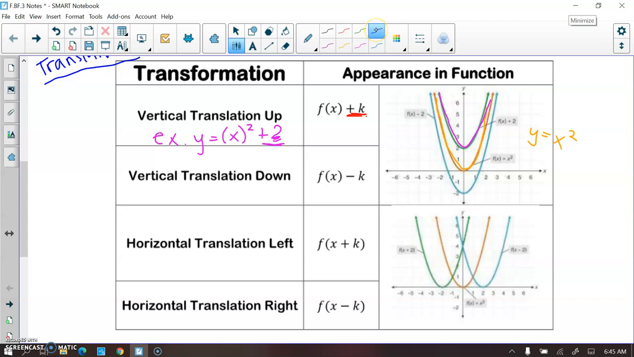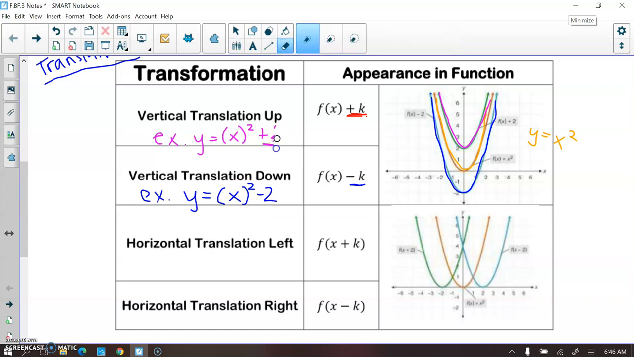Now, if I were going to move my parent function of my parabola down, then that's going to be minus k on the outside of your function. So an example of that would look like this. y is equal to x squared minus 2.